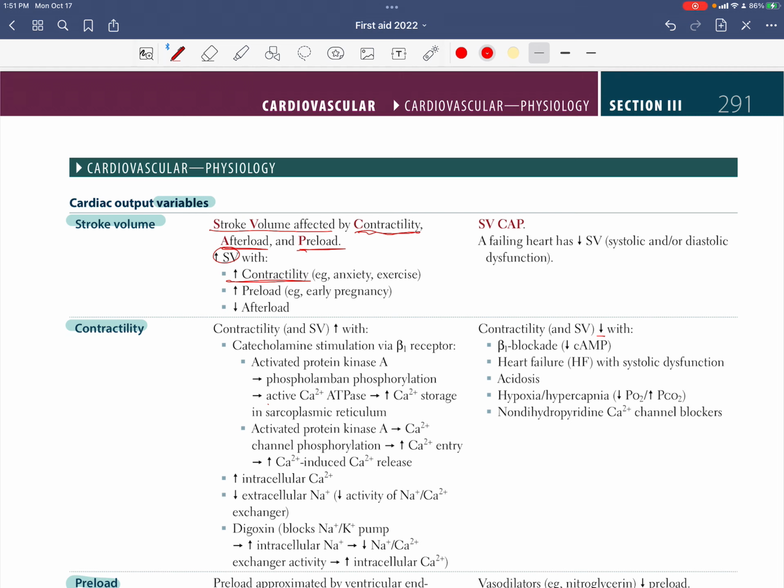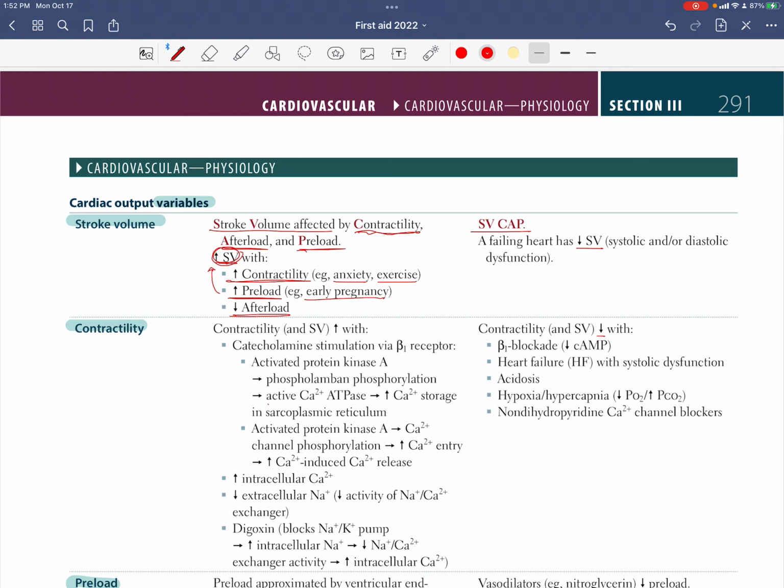So the stroke volume increases with increased contractility. Whenever the heart increases its capability of contracting, just like in anxiety or exercise, then of course the stroke volume, the amount of blood coming out of the heart, would increase. Also if there is an increase in the preload, for example in early pregnancy, that also increases the stroke volume. And if there is a decrease in the afterload, meaning a decrease in the resistance the heart has to pump against, it's easier for the heart to pump, so the heart will pump a higher stroke volume of blood.